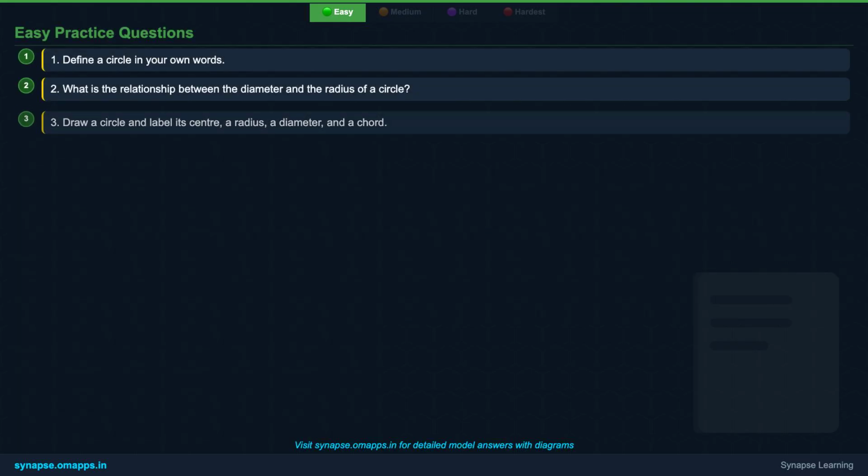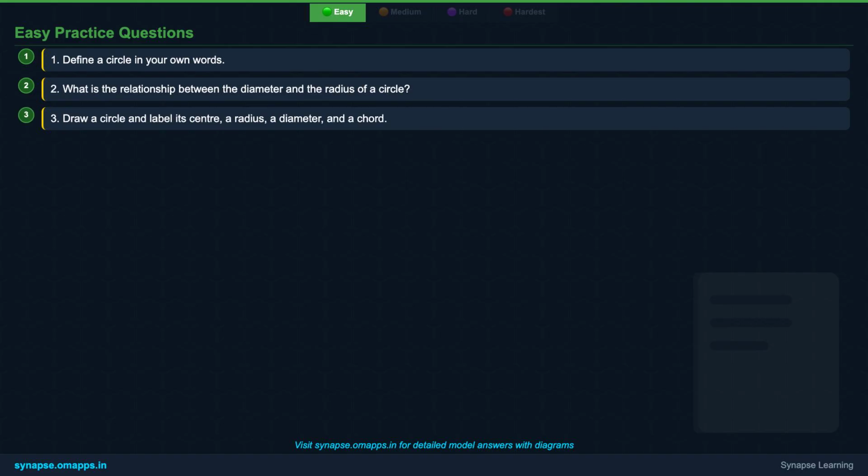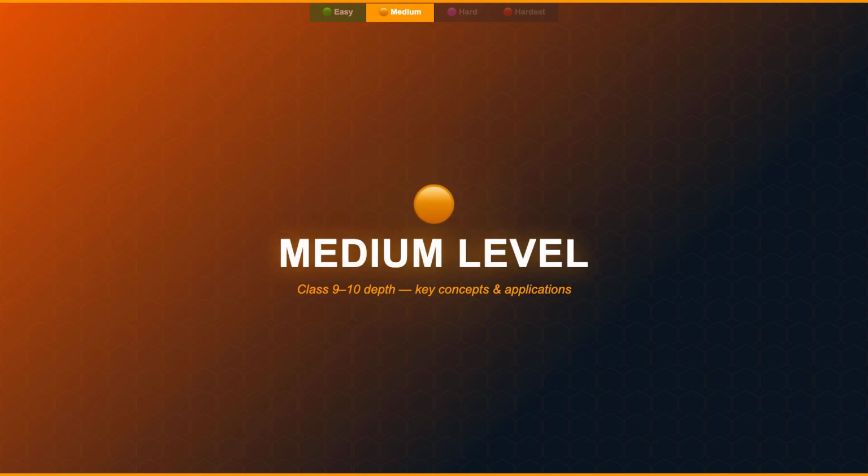Now, let's test your understanding with a few quick questions. Can you define a circle in your own words? What's the direct relationship between a diameter and a radius? And finally, try drawing a circle and correctly labeling its center, a radius, a diameter, and a chord. Pause, think, and draw. Great job with the basics.